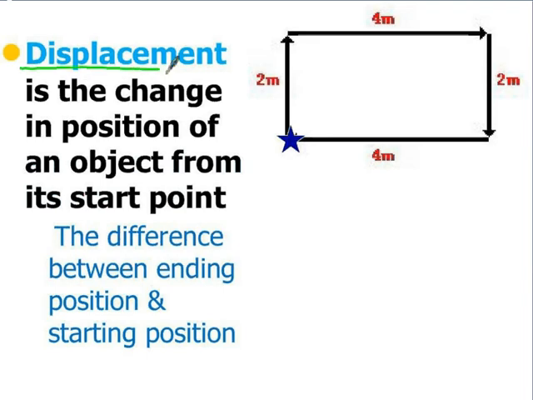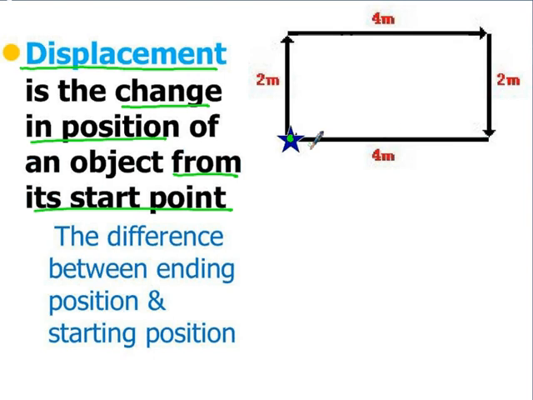Displacement is a whole totally different thing. Displacement is your change in position from its start point. So I'm going to use that same example. I'm going to show you the difference between distance and displacement. So you're the star again, of course, and you are going to do the same path.